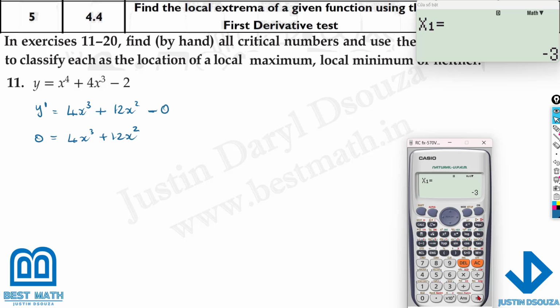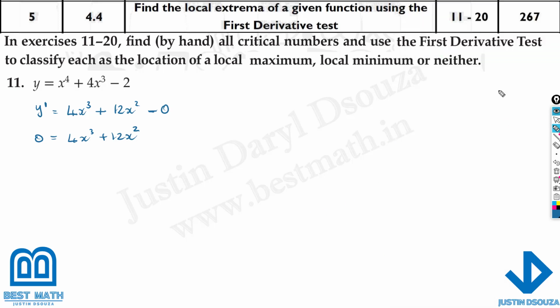And the x value, the critical numbers, are -3 and 0. So let's write these out over here. The critical numbers: x is equal to -3 and 0. Now, if we draw a straight line over here at -3 and at 0, we can have a maximum or minimum point.